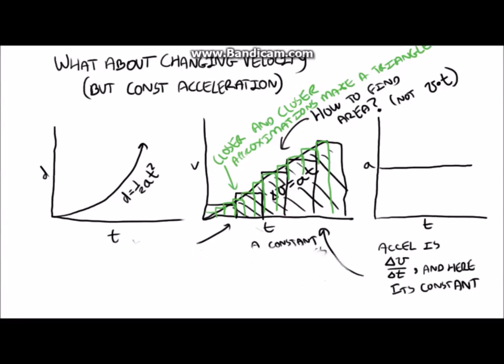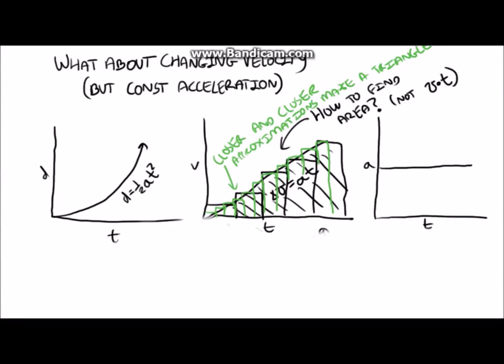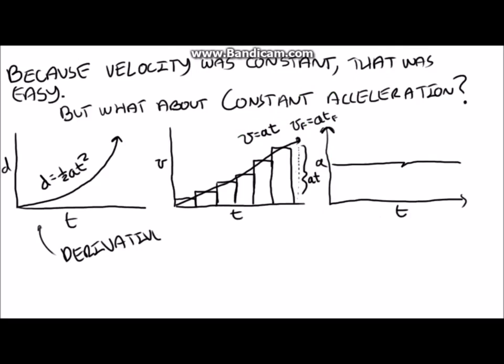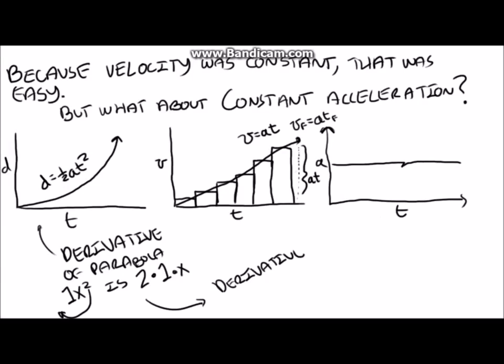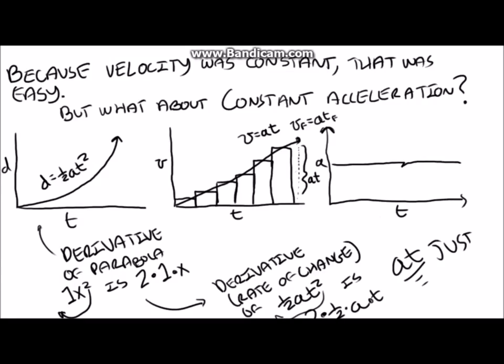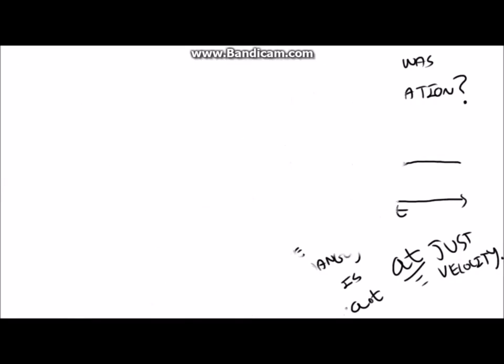Okay, but here's something cool for you calculus people. The derivative of parabola x squared is 2x, or the exponent times the coefficient times x, right? But what about the derivative of half at squared? Well, that would be the exponent, 2, times the coefficient, half a, times t, or just at, because 2 and 1/2 cancel. And at is just velocity, so you see the displacement derivative is velocity.